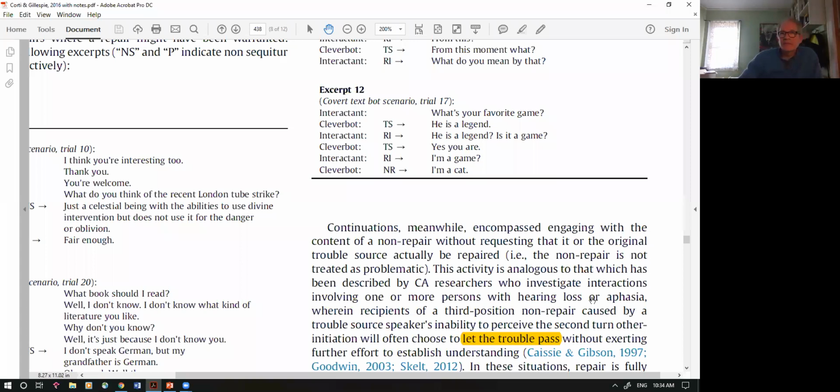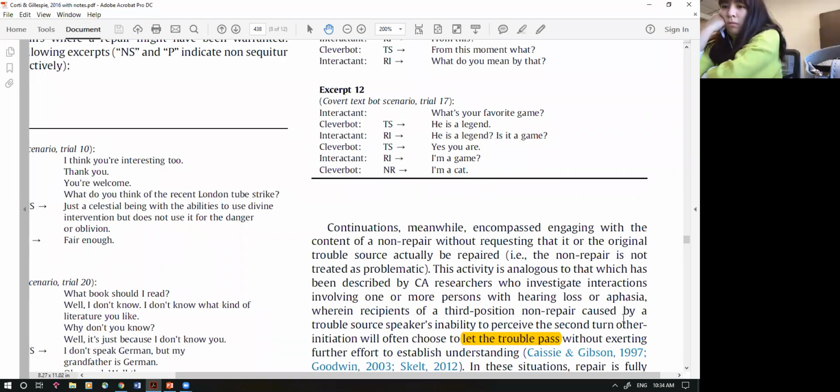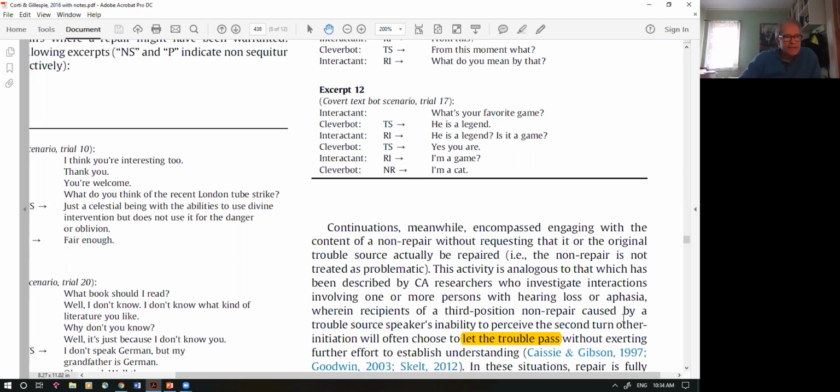So this term, the let it pass strategy, is one that other researchers have discussed. It could happen for all kinds of reasons. For example, on a Zoom call, it probably happens a lot. Somebody says something and the other person doesn't hear it. And they say, what? And then they try it again and they still don't get it. And then maybe after 2 times, somebody just decides, okay, it's really not that important. Let's just move on. So there's a try for a repair, but the repair itself may not ever happen.